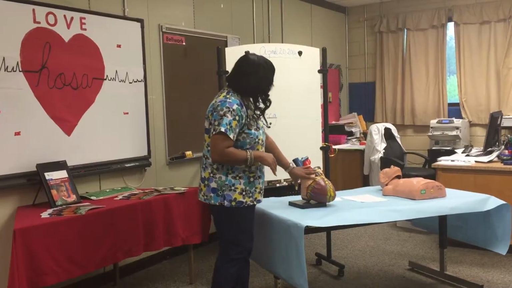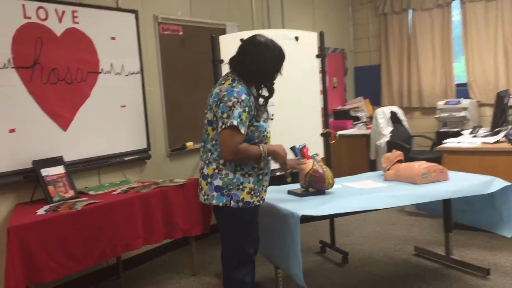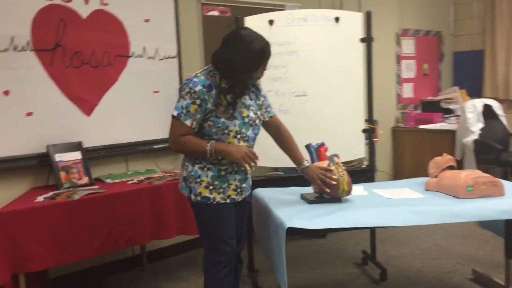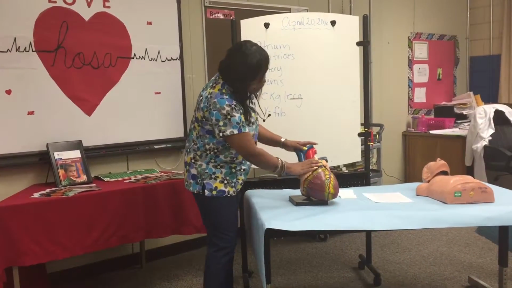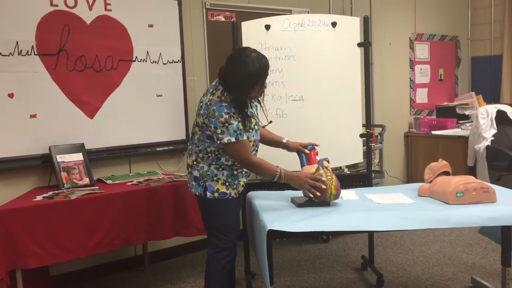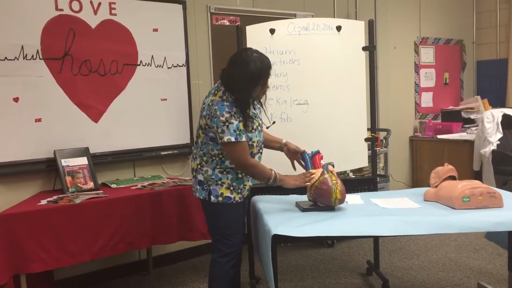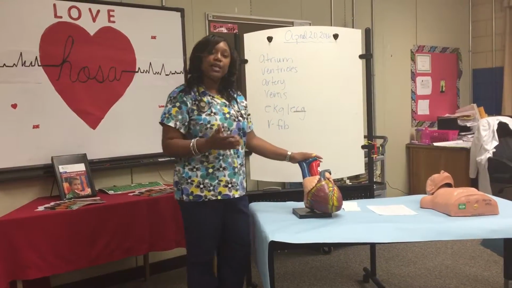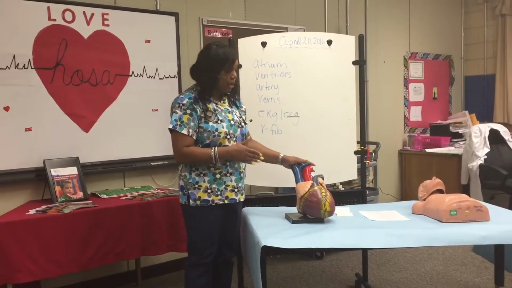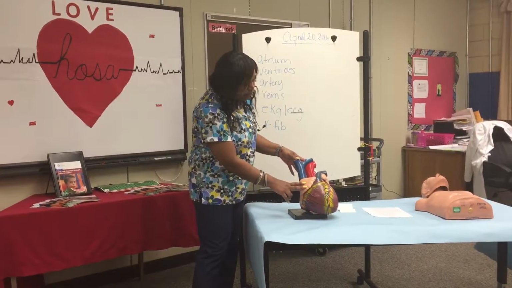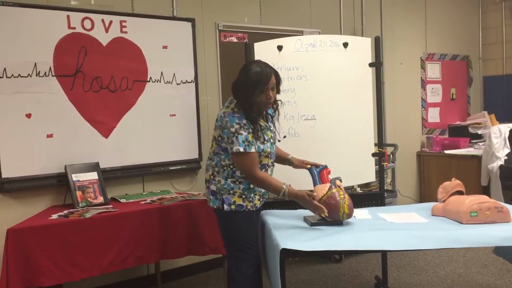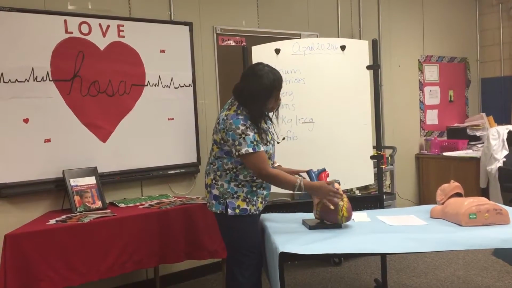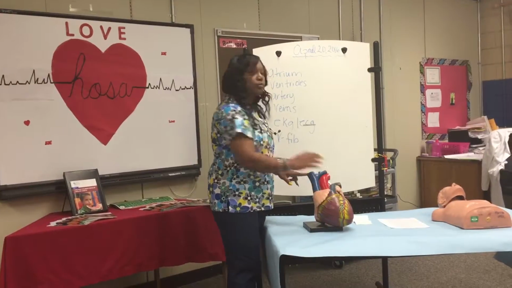So what we're going to do is, first thing, I want to show you this model and actually show you the structures on here. Like I said again, you have 4 chambers in all. Your top half is going to be your atrium. Now, you always have a right and you always have a left. So you have your right atrium as well as your left atrium. You have your right ventricle as well as your left ventricle, okay?